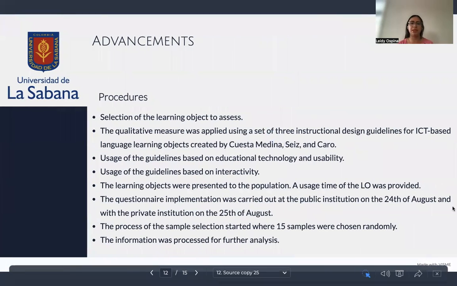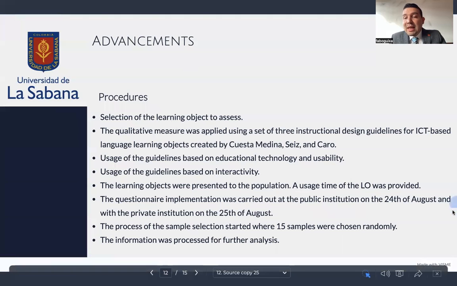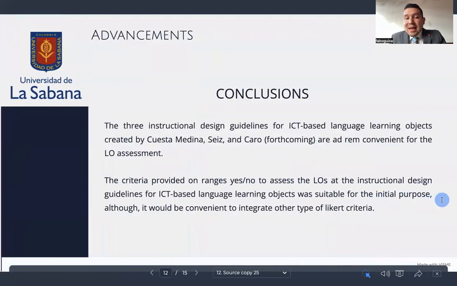Perfect. As we already mentioned, we selected the learning objects and assessed them on the guidelines before applying them on the population. We allowed some time to the population to use the learning objects and then to assess them in 2 different periods, according to the population, the public and the private institution. From all the results that we had, we selected 15 samples randomly for further analysis.